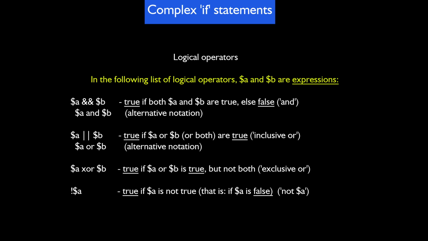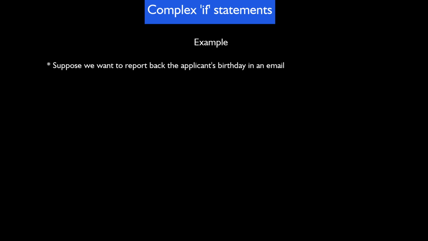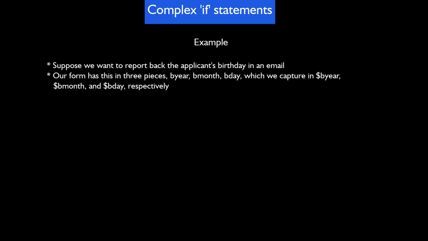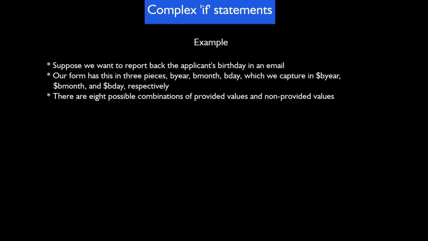Let's consider an example. Suppose we want to report back the applicant's birthday in an email. Our form has 3 pieces named Byear, Bmonth, and Bday for the birthday, which our CGI gathers into $Byear, $Bmonth, and $Bday, respectively. Now, none of these are required, so there are 8 possible combinations of provided values and non-provided values. And depending on what's provided, we'll construct the text in our variable named $birthdate.